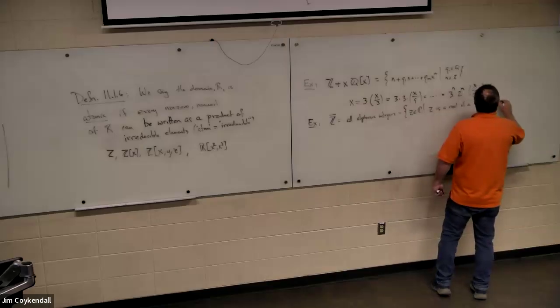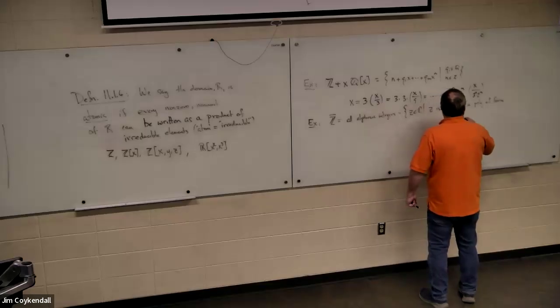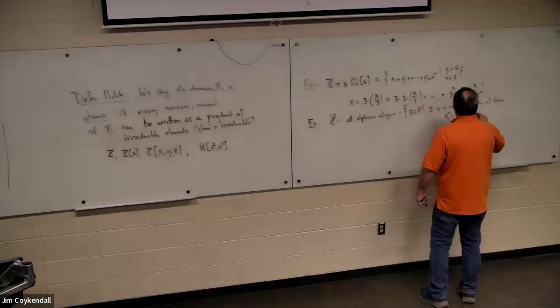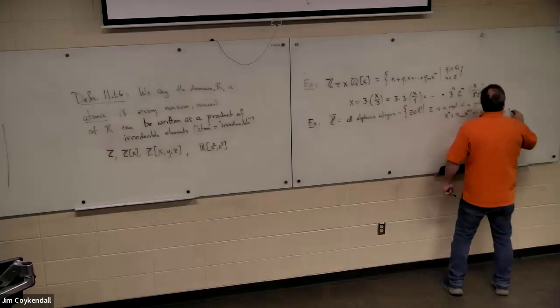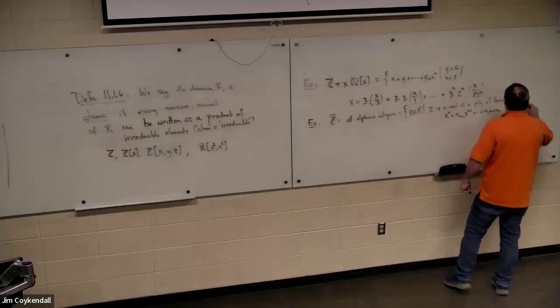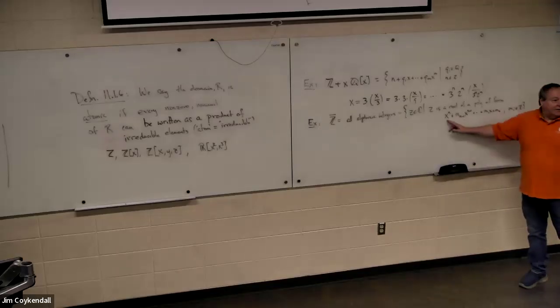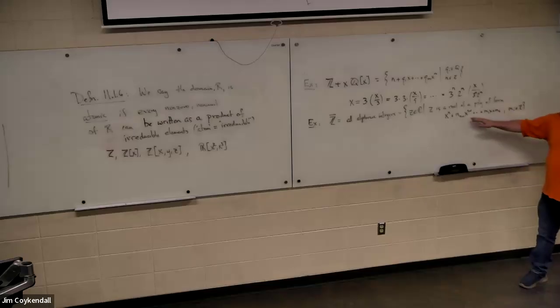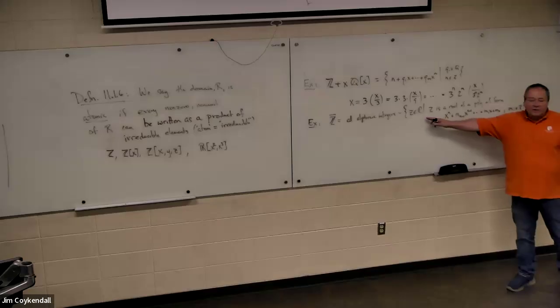of the form x to the n plus m sub n minus 1 x to the n minus 1, plus and so on, plus m1 x plus m0, with the m_i integers. So my polynomial actually has a specific form. It has to be monic in the sense that the coefficient of the highest degree term has to be 1. And the rest of the coefficients are integers. Well, anything you want.